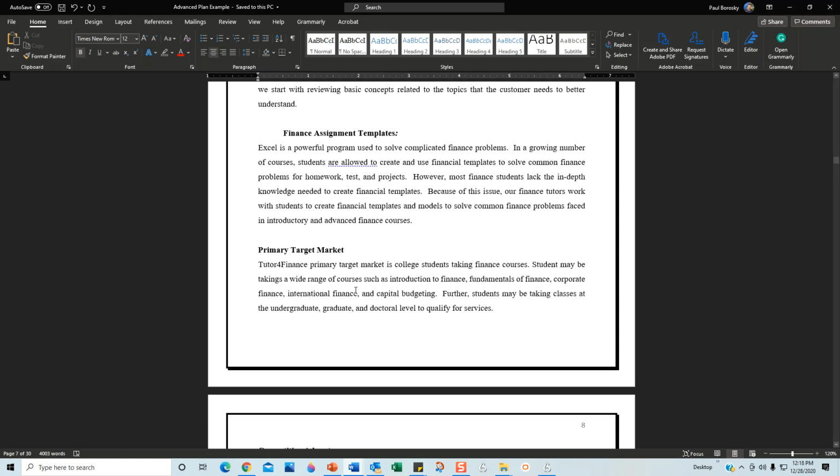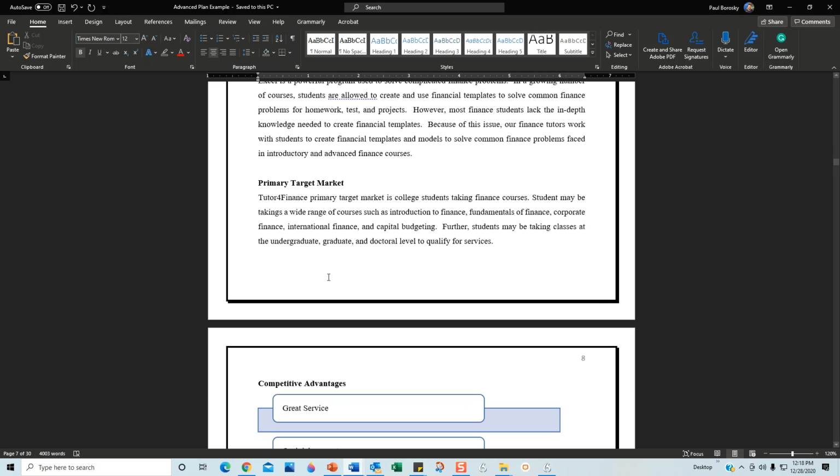Next is going to be some more detailed information about your primary target market. Who is going to be your main buyer? If you do a dog walking business, then people who have pets within a 5-mile radius of your organization may be your target market. So we'll identify a target market, and I'll talk about that briefly.